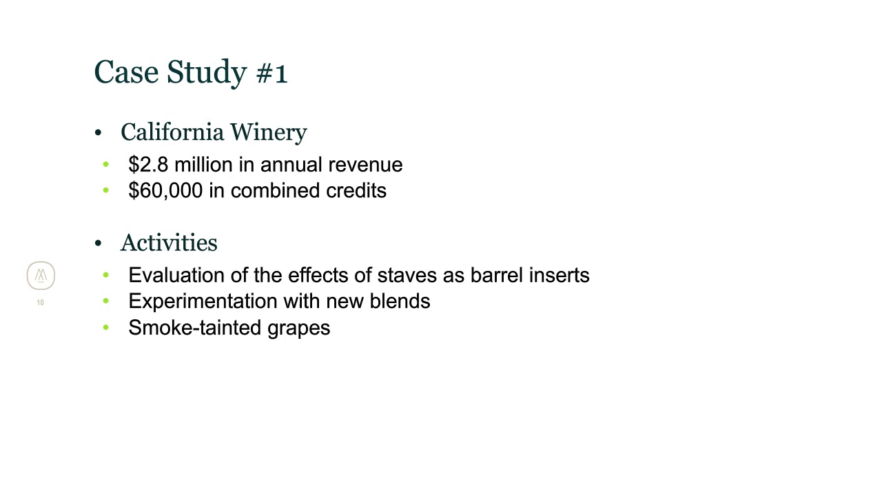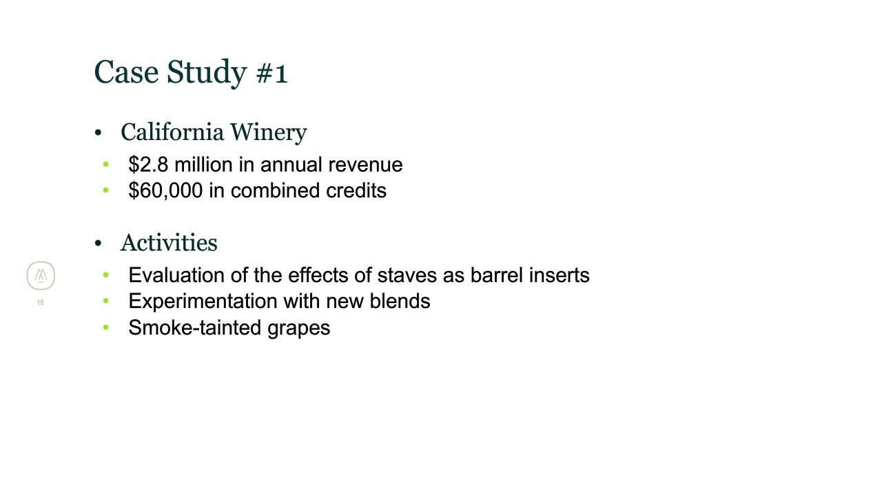So for this first case study, it's a winery here in Northern California, a small to mid-sized winery, about $2.8 million in annual revenue. And in a one-year evaluation, we were able to find them about $60,000 in combined credits. And combined, I just mean between federal and California credits. So the activities that drove that credit during this year, the first of those was evaluating the effects of staves as barrel inserts.